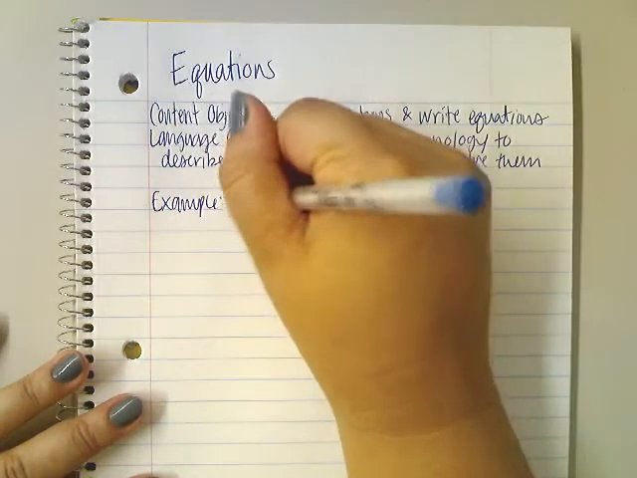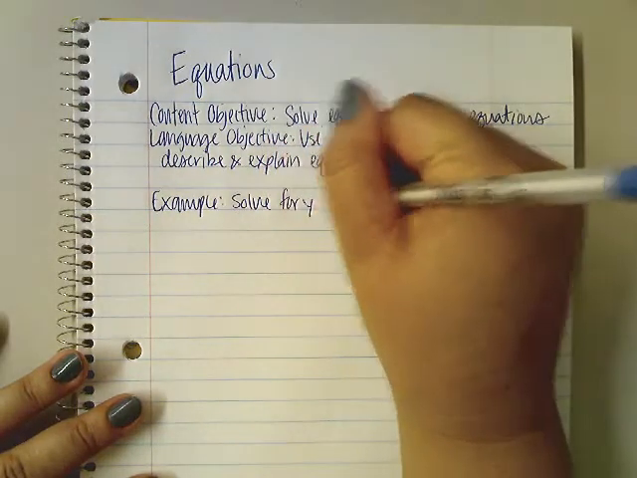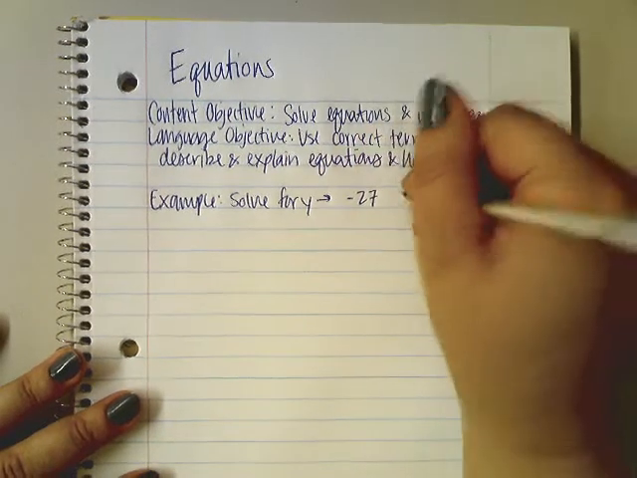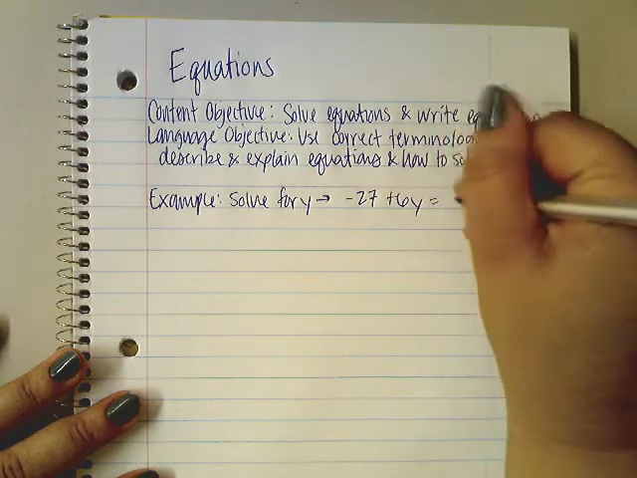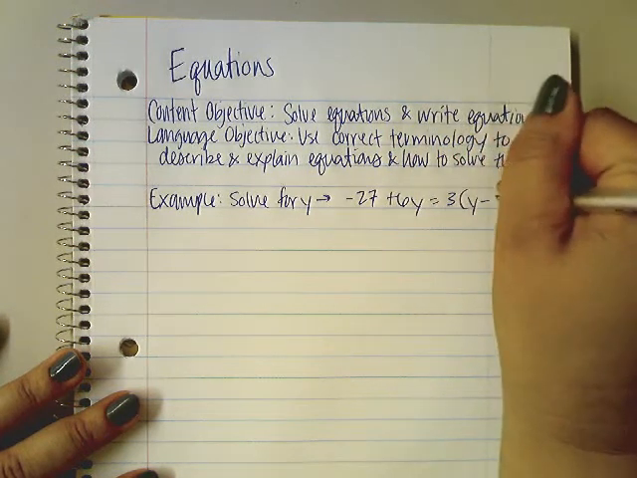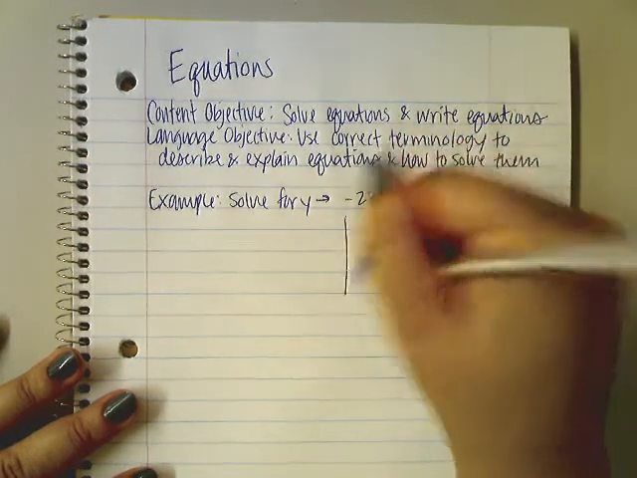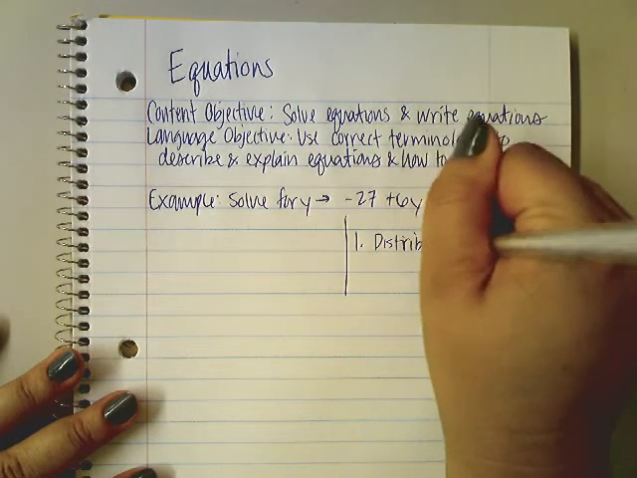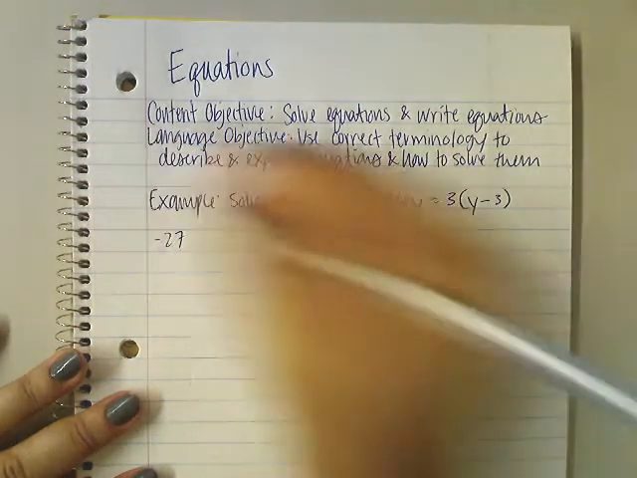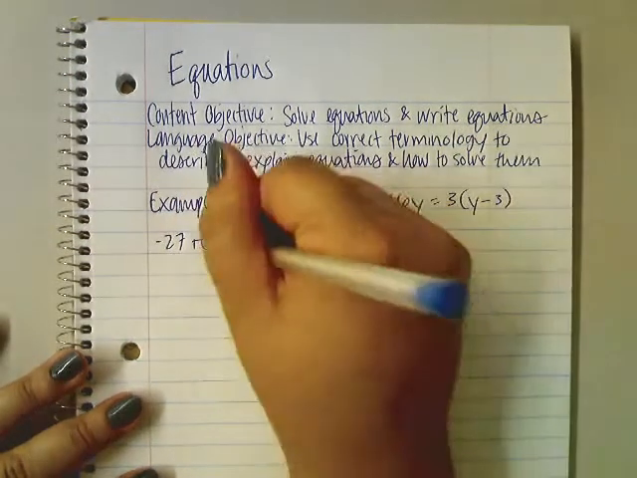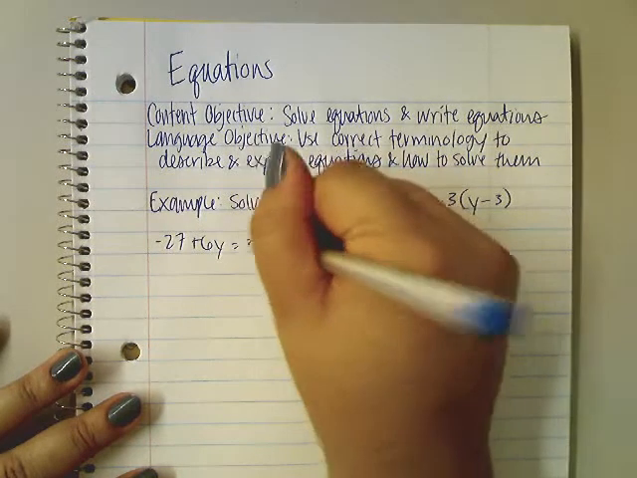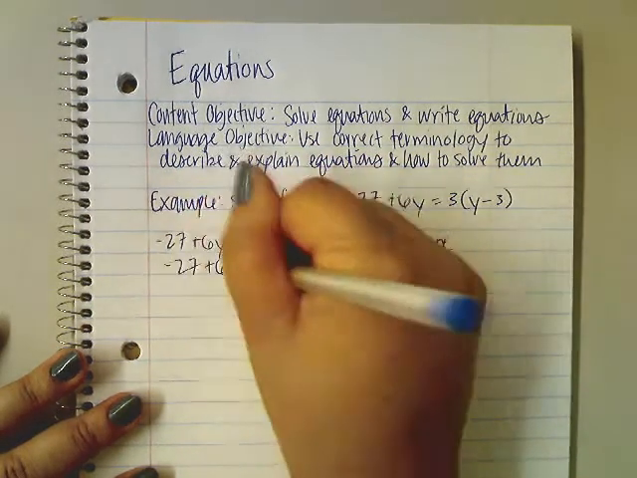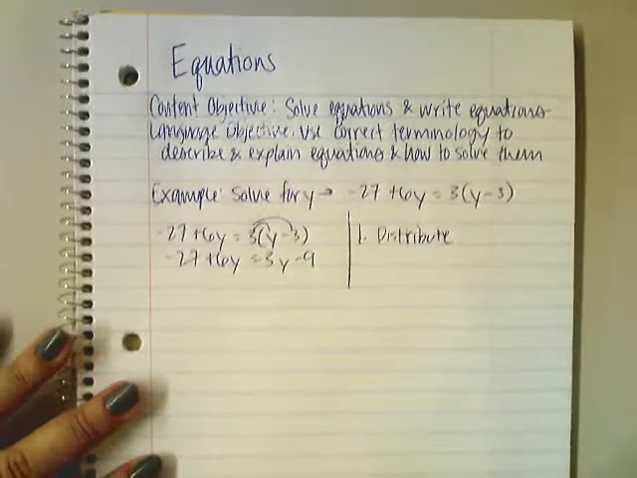I want us to solve for y. In the given equation, we have negative 27 plus 6y equals 3 parentheses y minus 3. So our first step here, we're going to distribute. So I have negative 27 plus 6y equals 3 parentheses y minus 3. We distribute in the 3 and we have negative 27 plus 6y equals 3y minus 9.